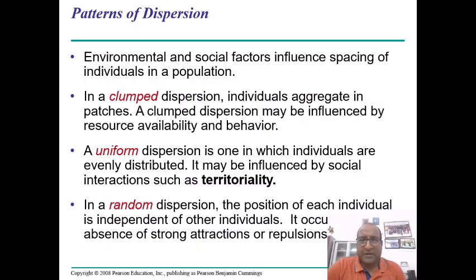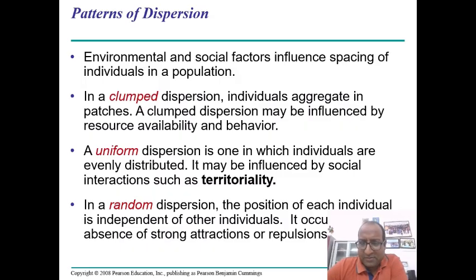Now we will come to the pattern of dispersion: how the individuals of a particular population in a given area are distributed. It is affected by both the environment as well as social behavior factors, the spacing of individuals in the population. First is clumped dispersion. Clumped means individuals have gathered at a particular place. In a clumped dispersion, individuals aggregate in patches, and it may be influenced by resource availability.